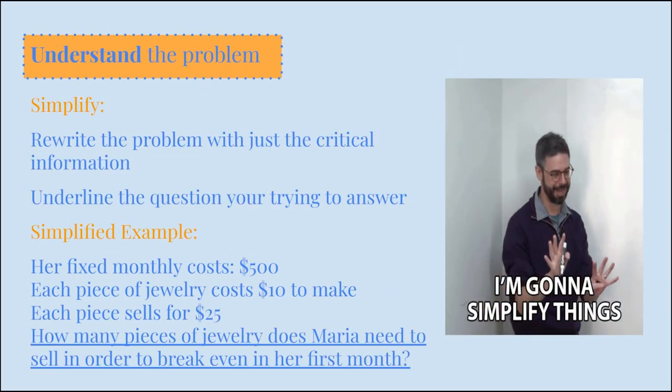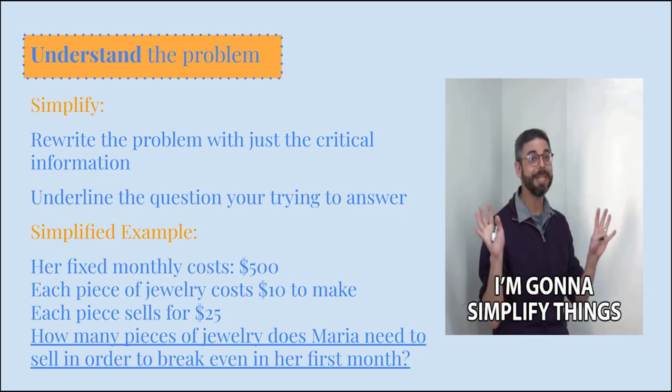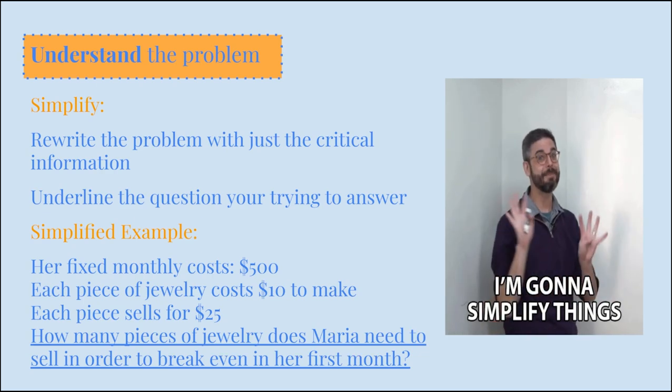Now that we have our example, we're ready to begin with the first step of Polya's method, understanding the problem. With word problems like our example, we're given a lot of unnecessary and confusing information. Before we can solve our problem, we want to first understand our problem. To do this, we simplify it down to just what we need to know. There are many different ways to go about simplifying the problem, but what I like to do is to rewrite it in only the critical information and then underline the answer we're trying to solve.